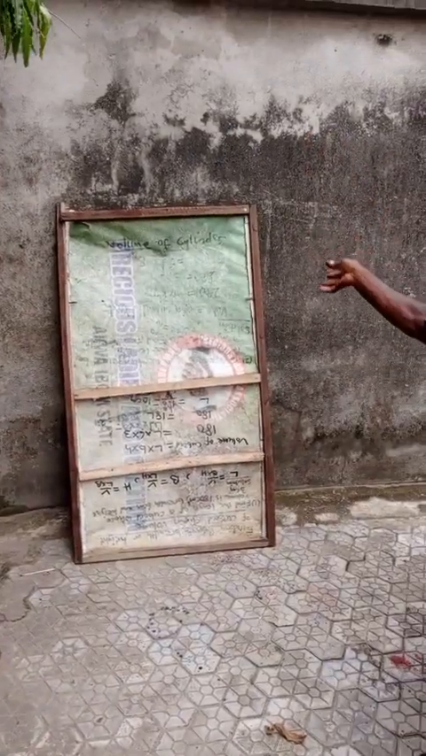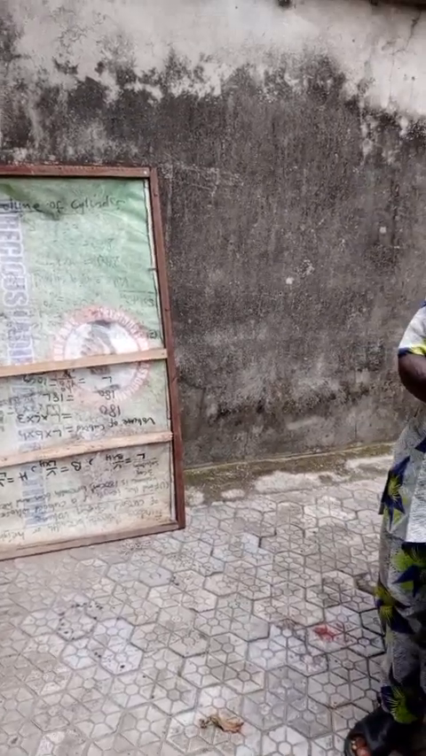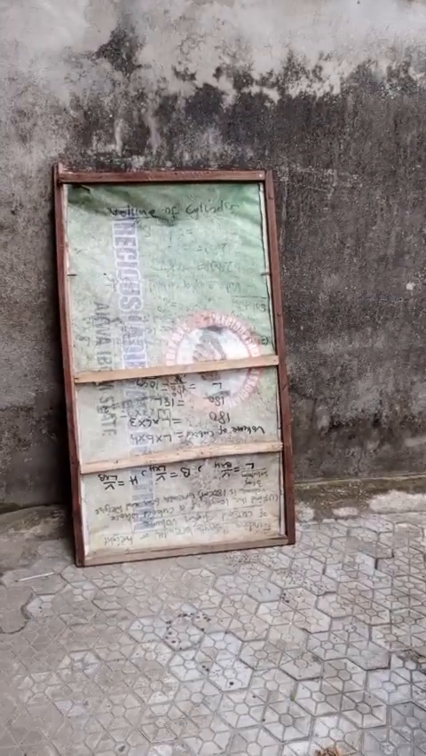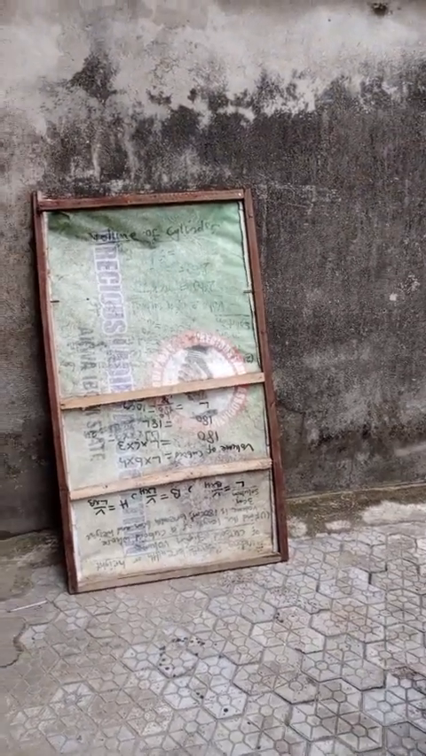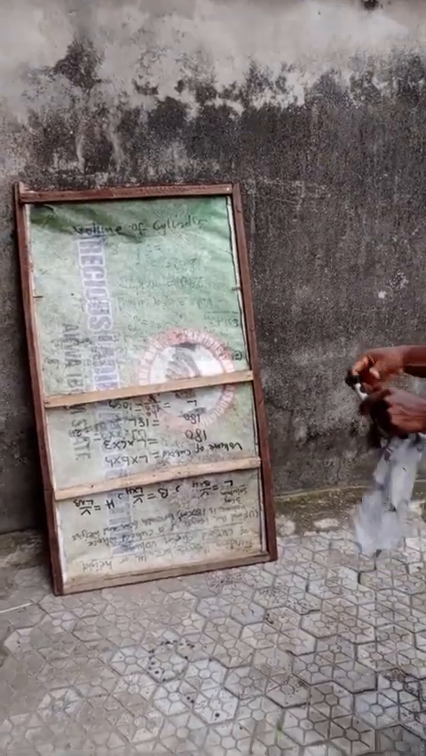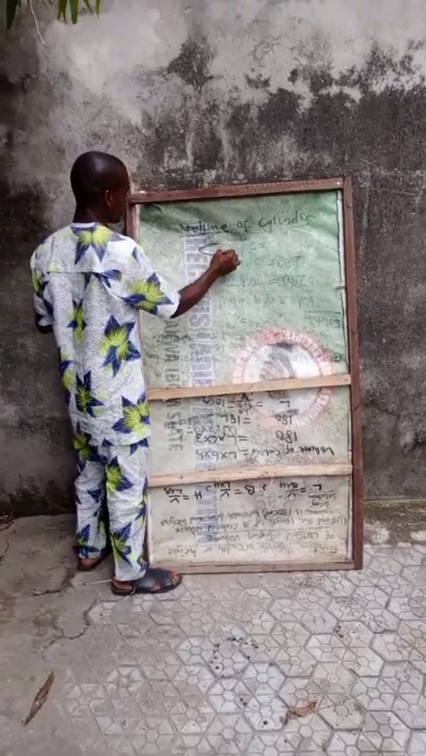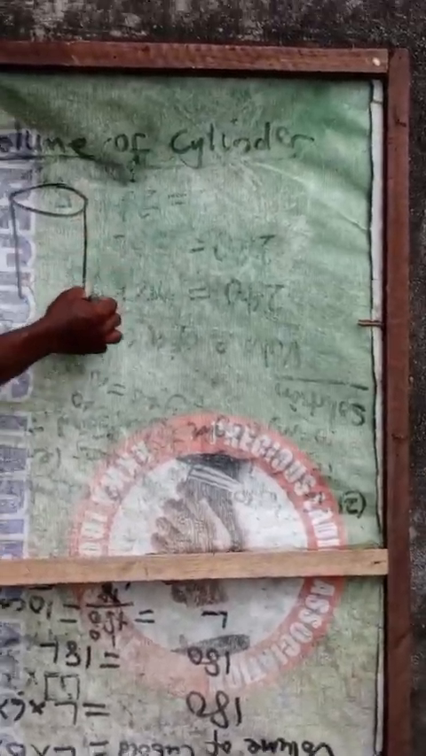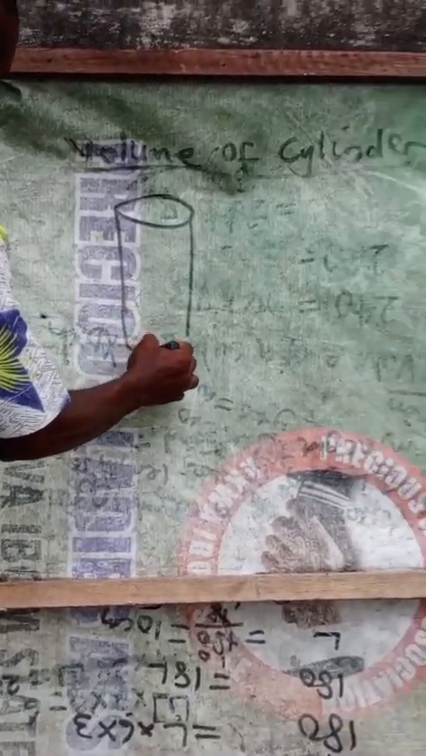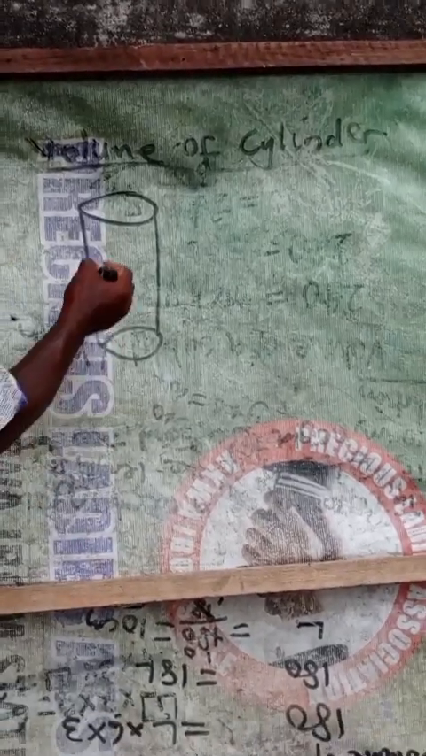Name an object that we have at home that looks like a cylinder. Water bottle. Yes. Drum. Good. Those are typical examples of a cylinder. Let me draw it. Those objects that you have mentioned, we represent them like this. This is how to draw them, how they are represented. Tin of milk. Yes.